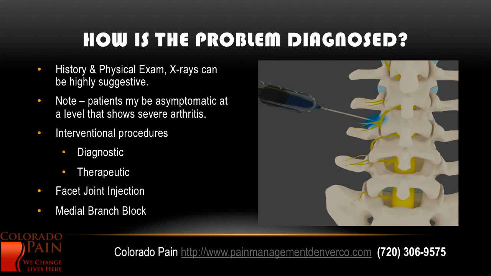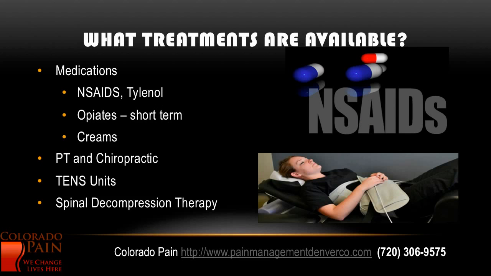All right. What treatments are available for facet joint syndrome? Well, first of all, over-the-counter medications like nonsteroidal anti-inflammatories and Tylenol can be very effective. For short-term exacerbations, opiates can be helpful. On the long term, they're not really a great idea. And then prescription pain creams can be helpful as well.